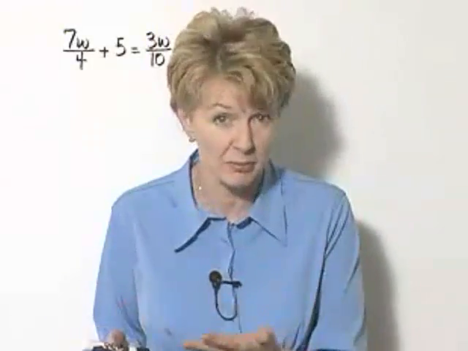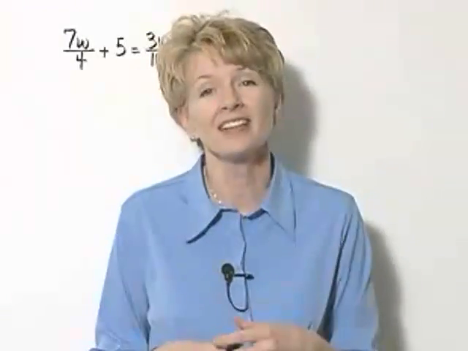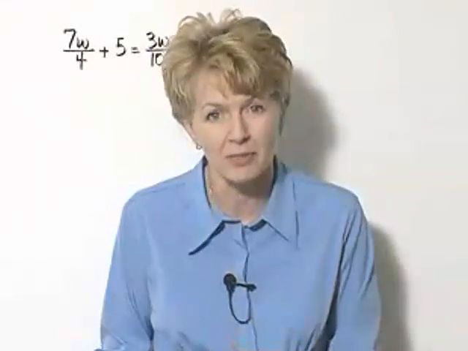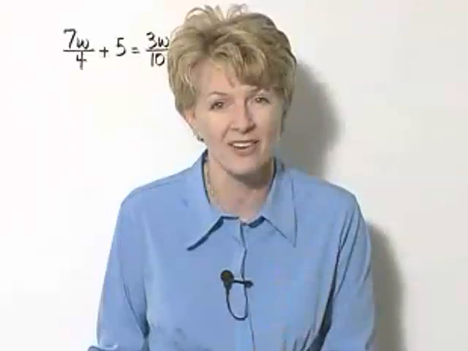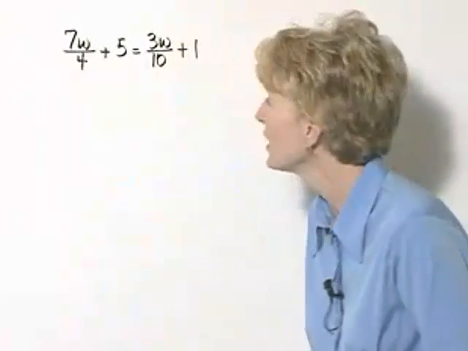For example, variable terms on one side, constants on the other. Make sure you do check, though, to see if you have any like terms that can be combined before that. And then finally, you'll use the multiplication property to solve for your variable. So we'll go through those steps as we solve the next equation.